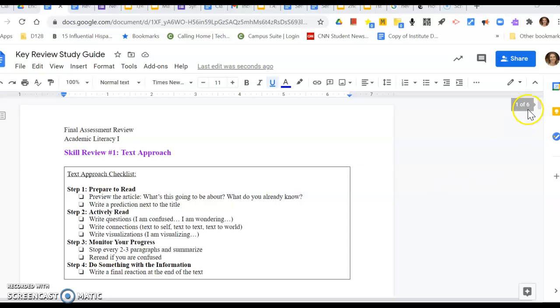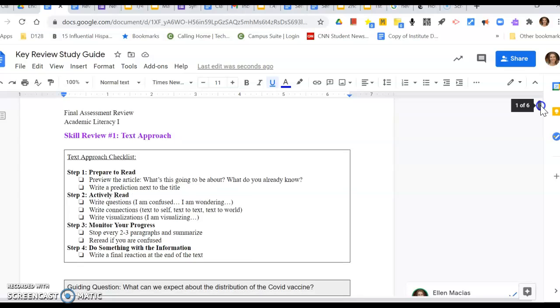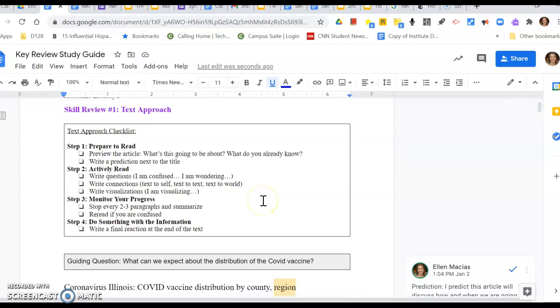So the first thing we're going to look at is our annotations. Obviously, mine is going to look a little bit different than yours because your annotations will be your own. But what you want to look at here is the quantity of annotations and the variety of annotations, and just check against mine to see that you think that you have all the annotations that are asked for in this checklist. So there was a prediction, some actively read steps, some stop and summarize steps, and then finally this end of text reflection. So you want to be sure that you have all of these different kinds of annotations to be sure to get an A on this skill.